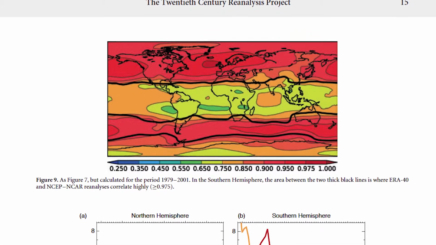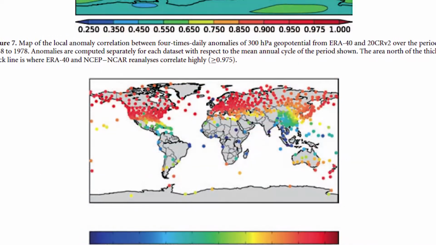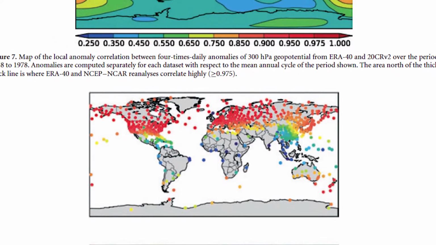My name is Gilbert Compo, and I work for the University of Colorado Cooperative Institute for Research in Environmental Sciences and the NOAA Earth System Research Laboratory Physical Sciences Division, and I lead the NOAA Series 20th Century Reanalysis. The 20th Century Reanalysis project is a global reconstruction of the weather every 6 hours back to 1871.